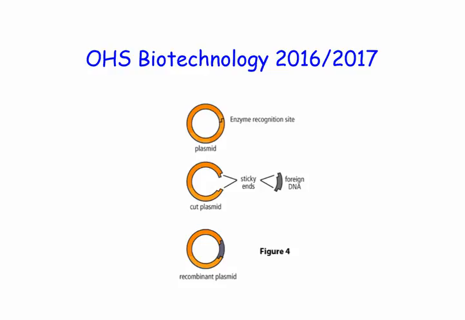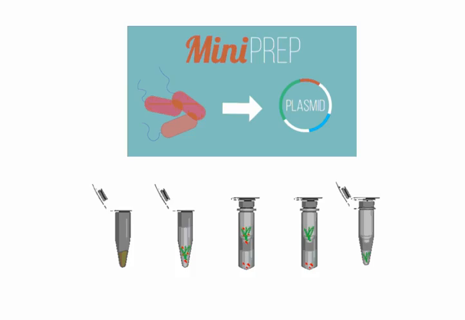So the process of harvesting this plasmid from the bacteria, we're going to do something called a mini prep. So pretty much I take the bacteria, I'm going to break them open, and then I'm going to harvest the plasmid out of them. And actually, I won't. My students will be doing this.